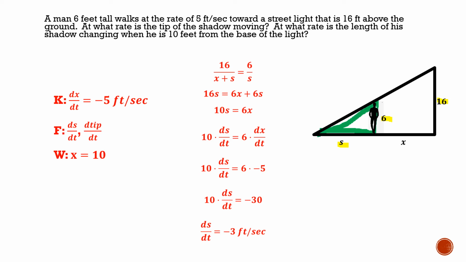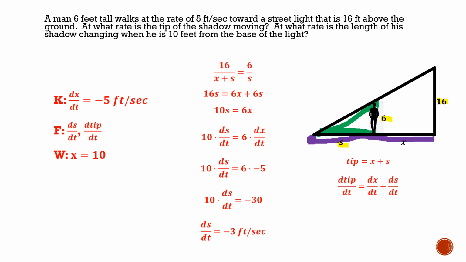Now, if I want to find the tip of the shadow, it is simply your x length plus your s length that will give you the tip. This right here would be your tip. So if I add x plus s, I get my tip. And so tip equals x plus s.